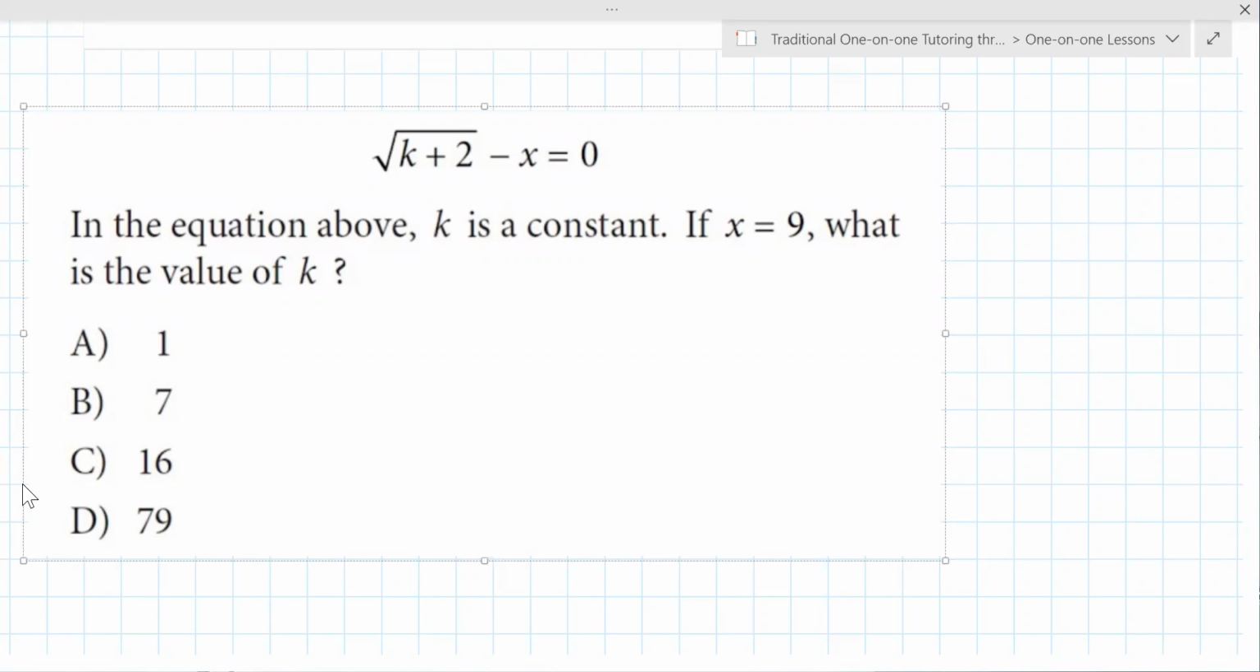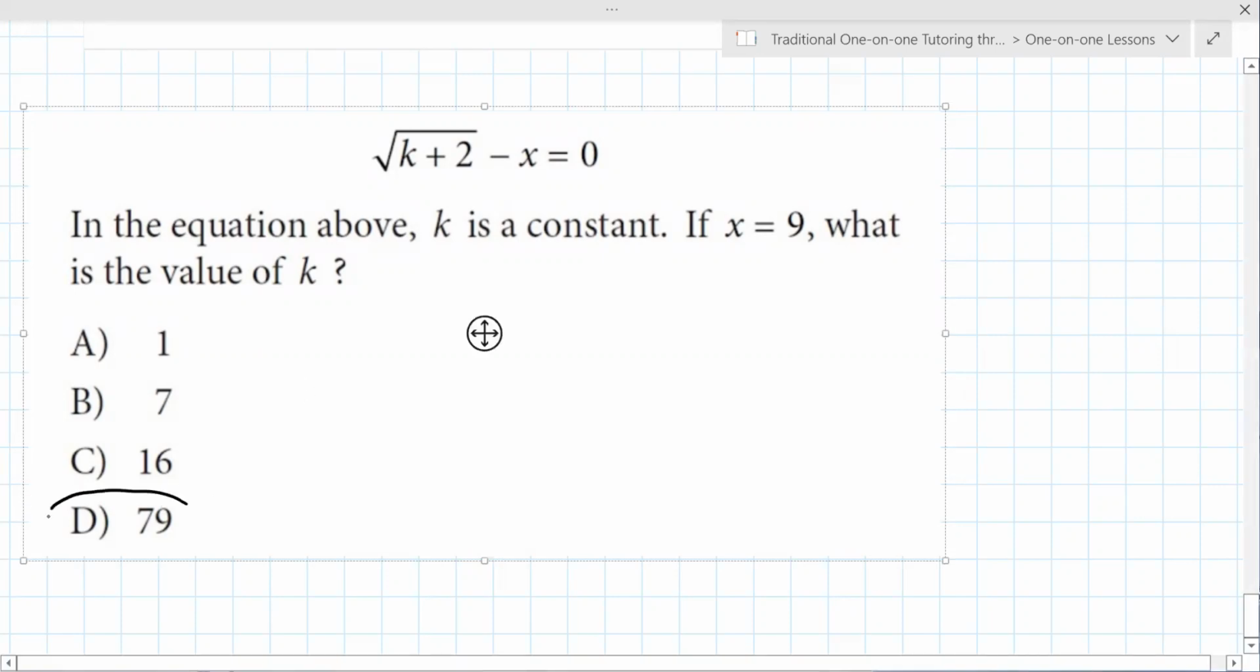I got D for the answer. Yeah, D is correct here.